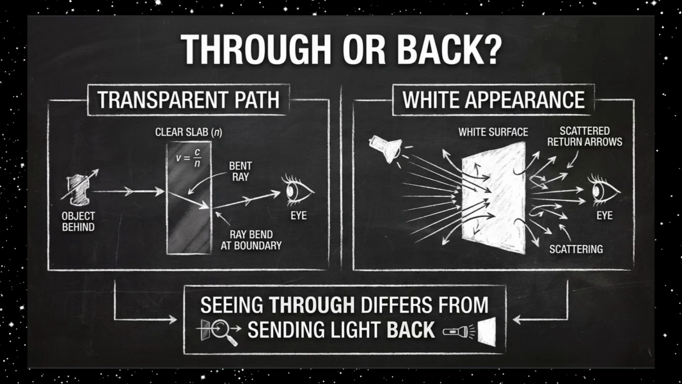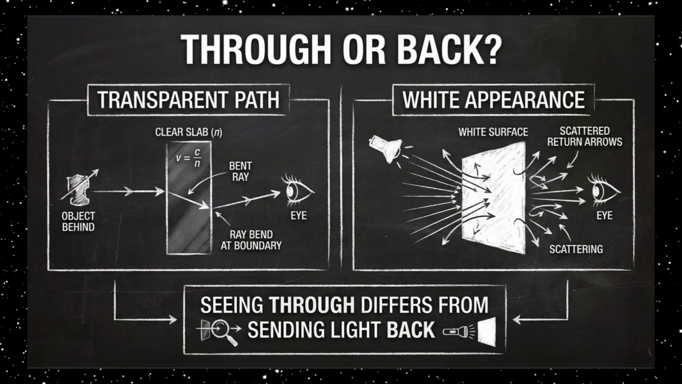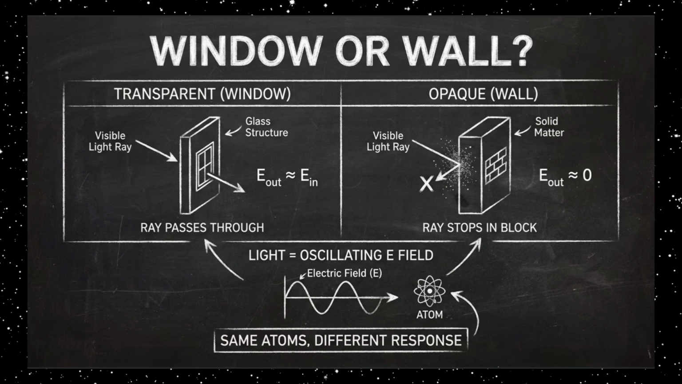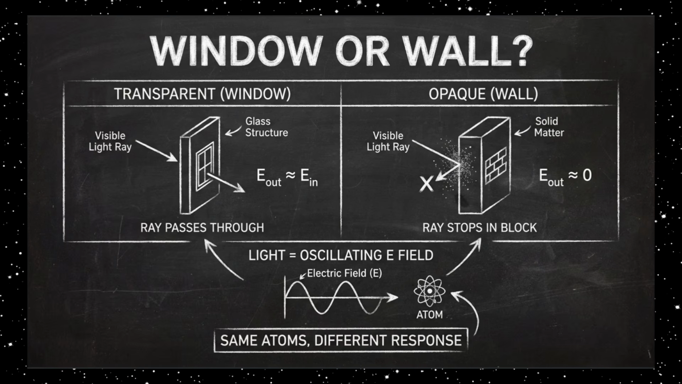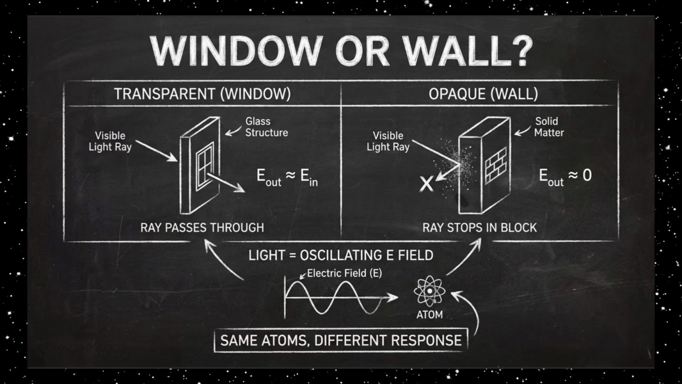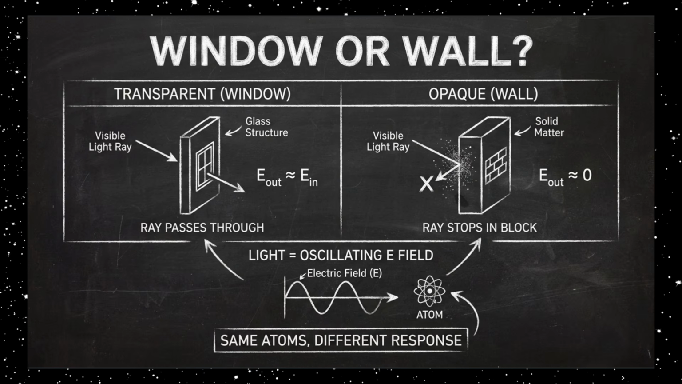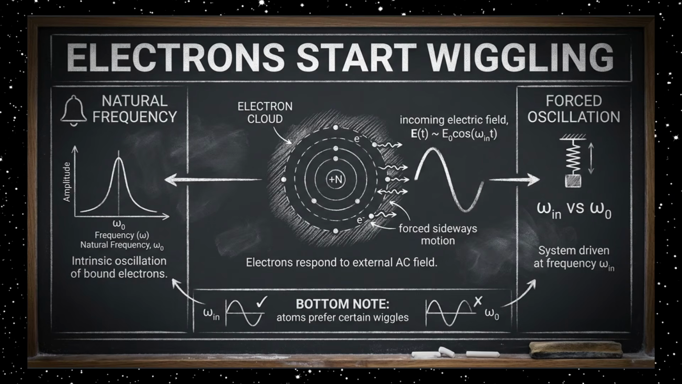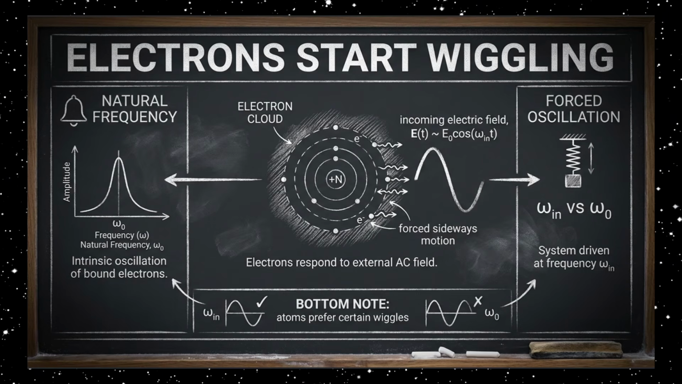Now here is something that took people a long time to figure out. Why does light pass through some things and not others? Why can it sail through a window but not through a wall? They are both solid. They are both made of atoms. What is different? The answer has to do with what light is, and what atoms are doing when light hits them. Light is a wiggling electric field. As it passes by an atom, the electric field grabs the electrons in that atom and shakes them.